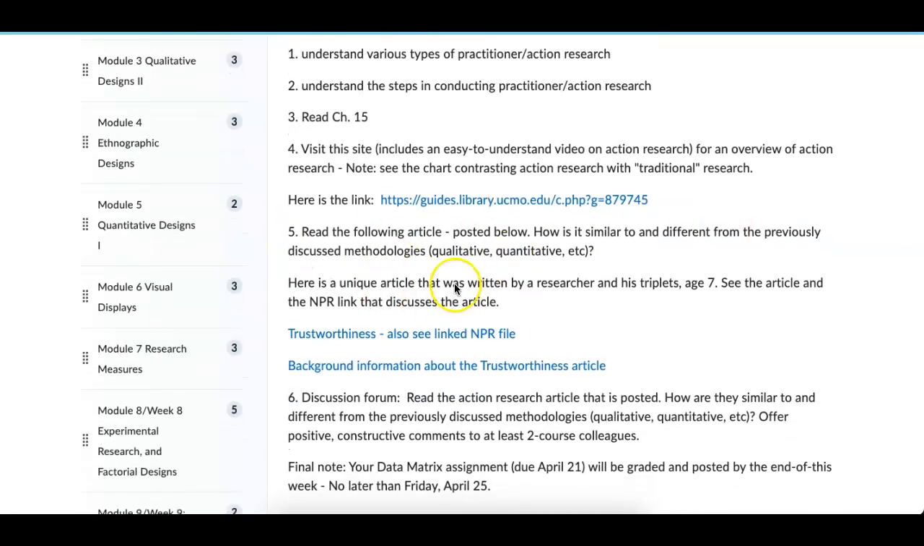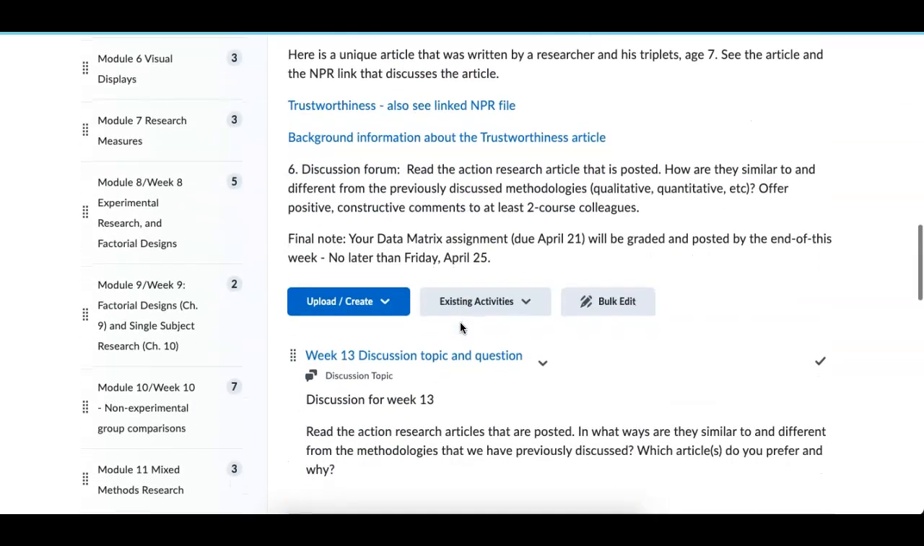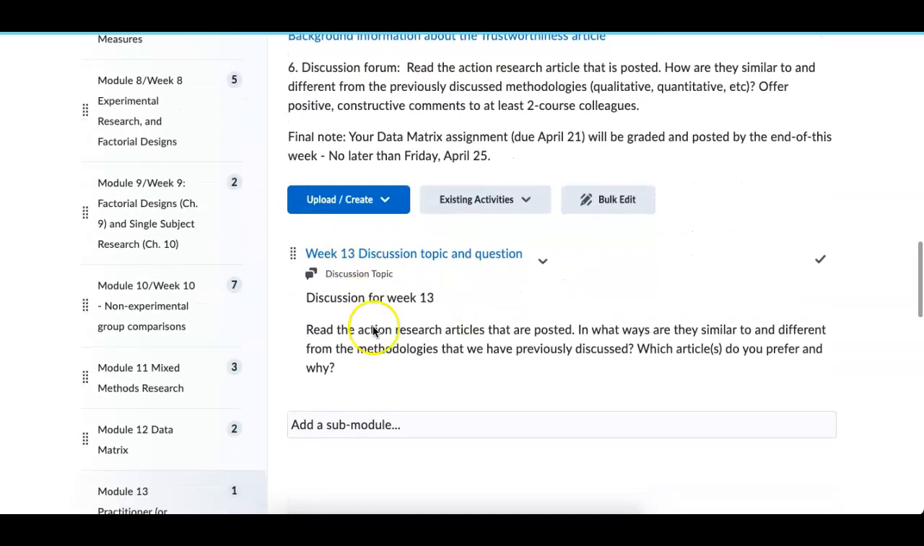I'd like you to read this article right here, Trustworthiness, and then actually there's a discussion forum. So this week I cannot stress enough, do not put a huge amount of work into your final discussion forum. Read the article, and what I'm asking for is, in what ways is this article similar to or different from the methodologies that we've previously discussed?